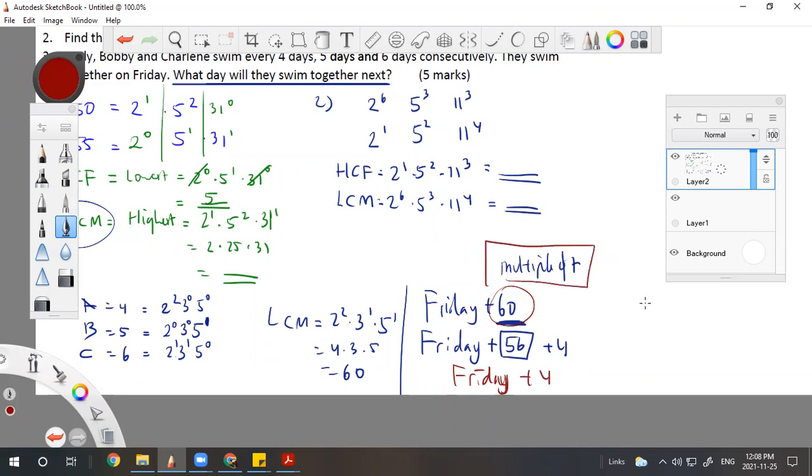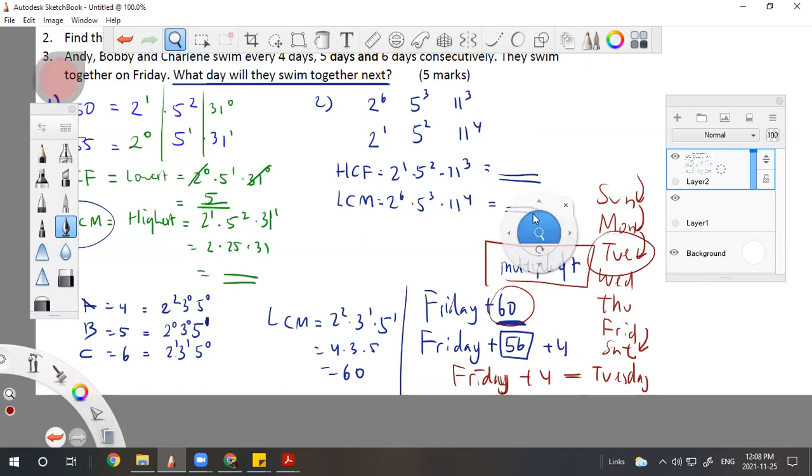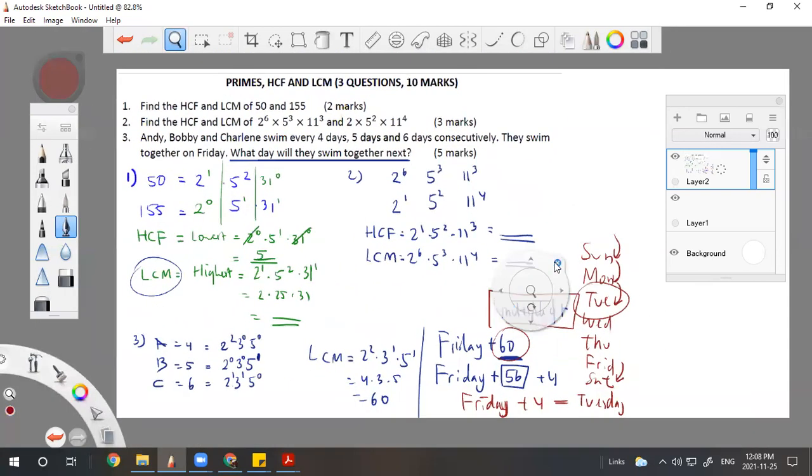So Friday plus 4 days: Saturday, Sunday, Monday, Tuesday, right? Or if you want to calculate it easily, after Friday, plus 1 is Saturday, plus 2 is Sunday, 3 is Monday, 4 is Tuesday. So on Tuesday, 60 days later, they will swim together again.